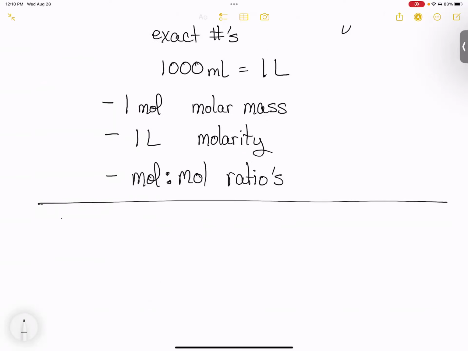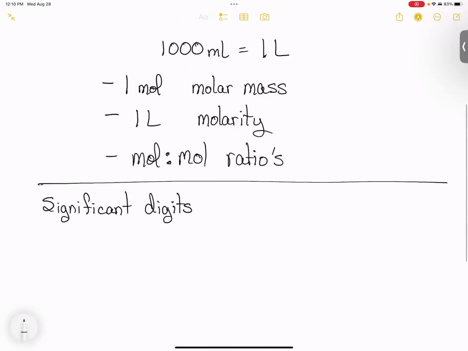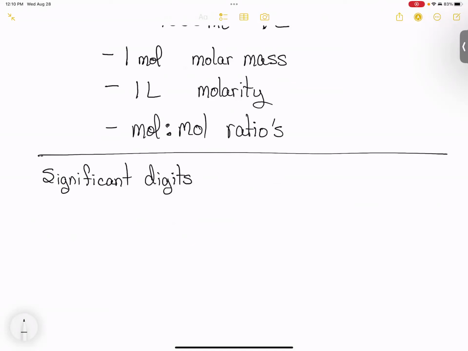Now let's talk about how we can determine if a digit is significant. The first rule is that all non-zero digits are significant.